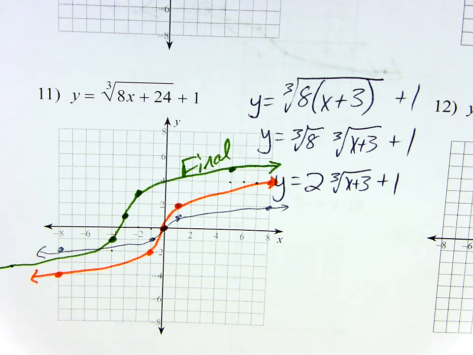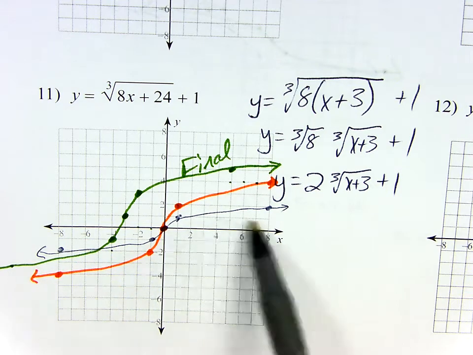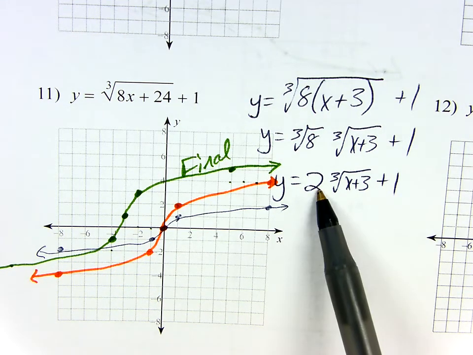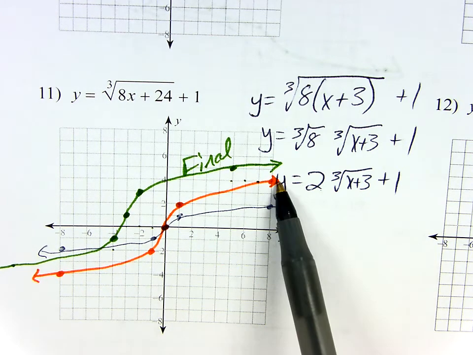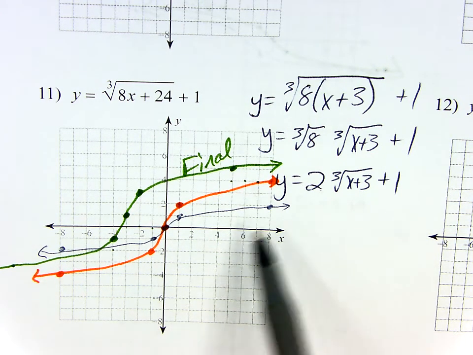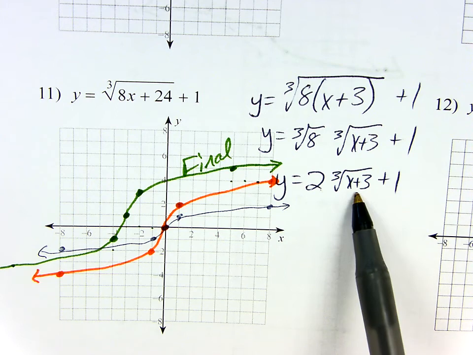Okay, hopefully you have the same graph that I do. So I started with the parent function and just the black pen, and then I had to multiply all the y values by 2. So that's in orange. And then you have to take that orange graph and shift it left 3, up 1.